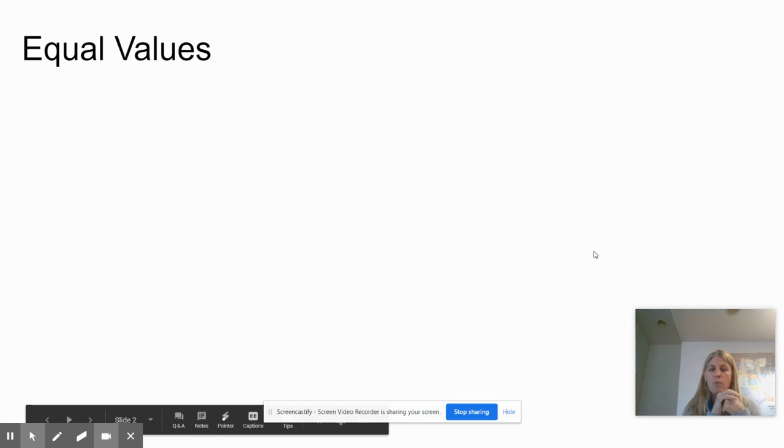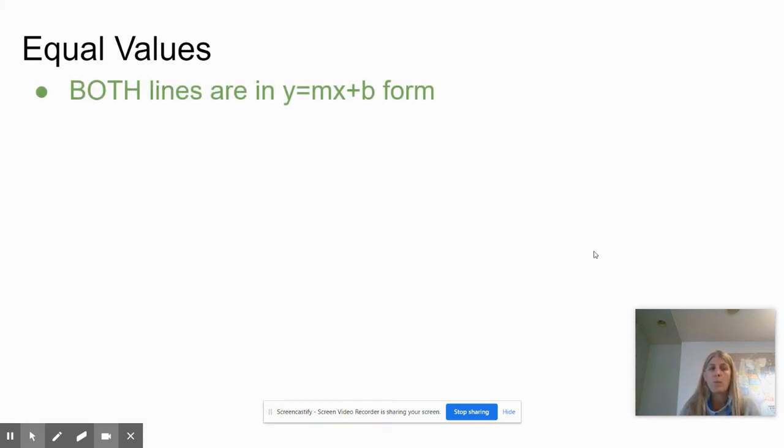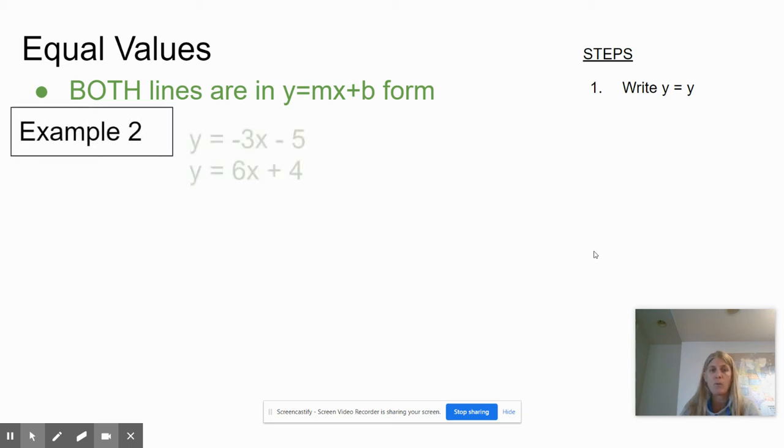And this is just another way of substitution. It's actually a nice and easy way, but we use this when both lines are in slope-intercept form, y equals mx plus b. So our first step is write down y is equal to y. So here's our two equations we're going to look at. Y equals negative 3x minus 5 and y is equal to 6x plus 4. I write down y is equal to y.